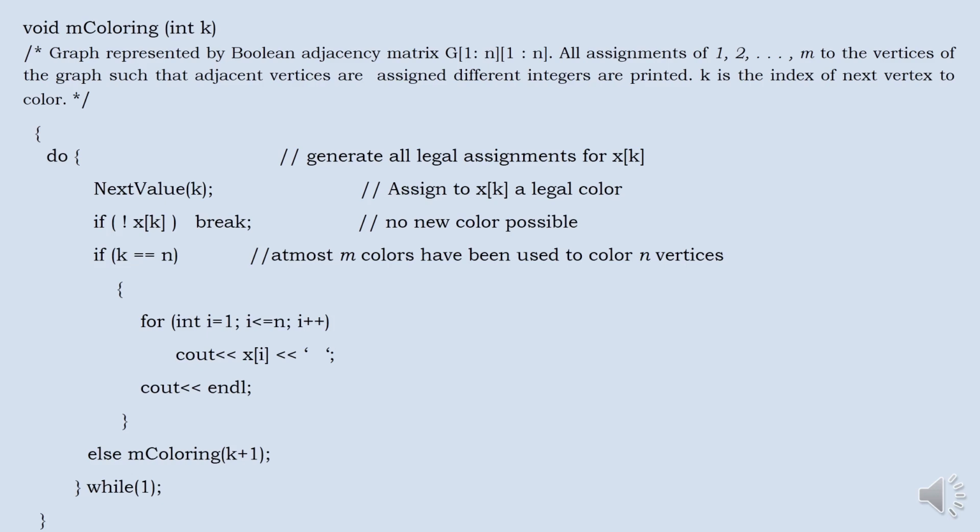If k was not equal to n, then continue choosing colors for the next vertex, so that is k plus 1. So call once again mColoring of k plus 1.